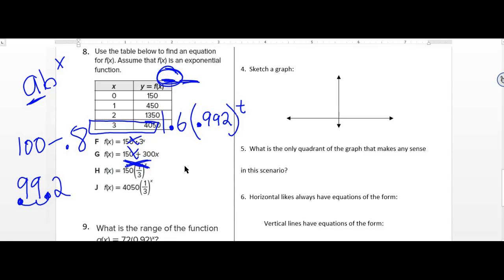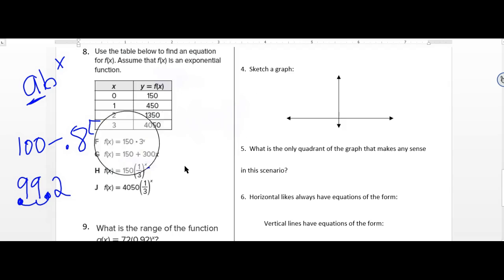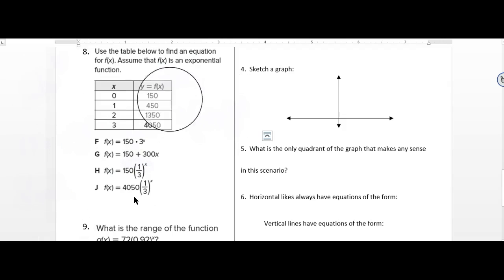Number 8. We have a couple different ways we can work this problem. They're giving us a table. We've got to find the equation. I can see my starting amount. Whatever this is showing me, it starts at 150. My growth rate, how is this growing? Going up or is it going down, and by how much? Well, it looks like it's going up by times 3.